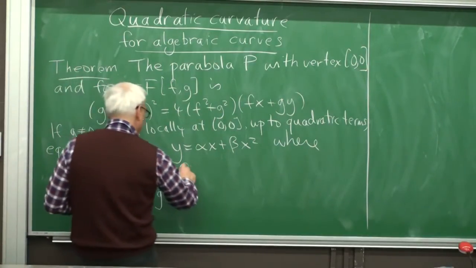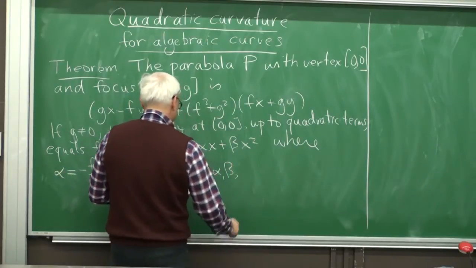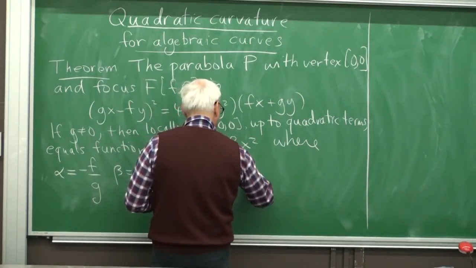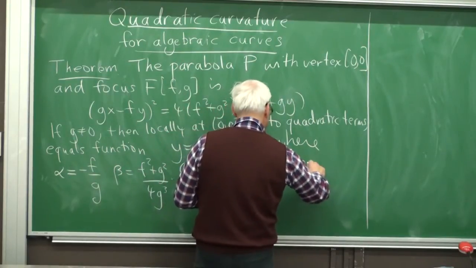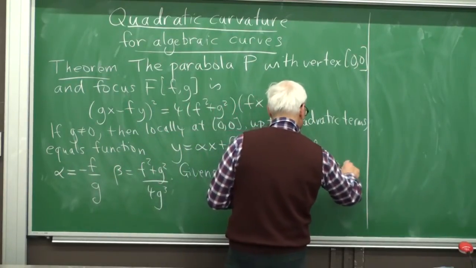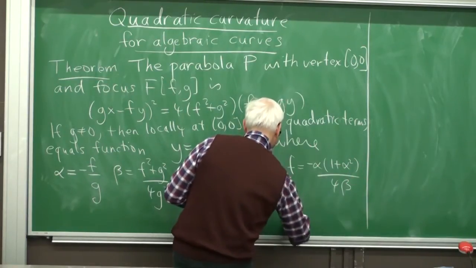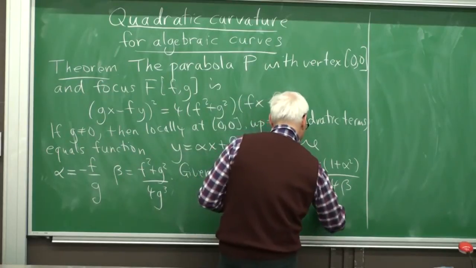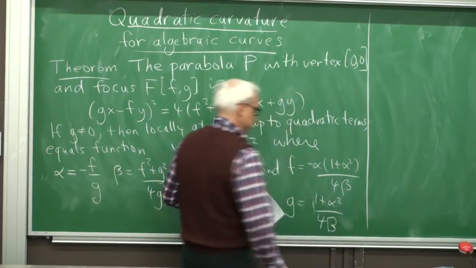And given alpha and beta, on the other hand, we find that f is minus alpha times 1 plus alpha squared all over 4 beta, and g is just 1 plus alpha squared on 4 beta.